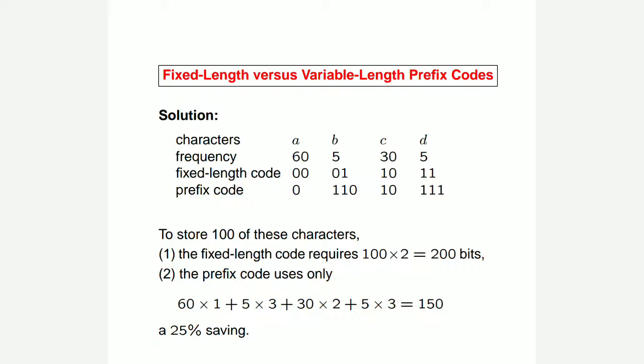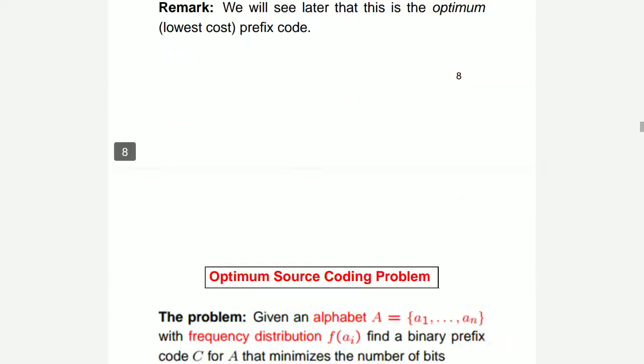If I use prefix code, since A is a single digit, 1 into the number of times it appears, which is 60. So 60 bits. 60 plus 5 into 3 plus 30 into 2 plus 5 into 3. So I'll have 150 bits to save this. So in this way, a minimum of 25% of space is being saved. This is how variable length prefix code, or a binary code, is advantageous over fixed length code.